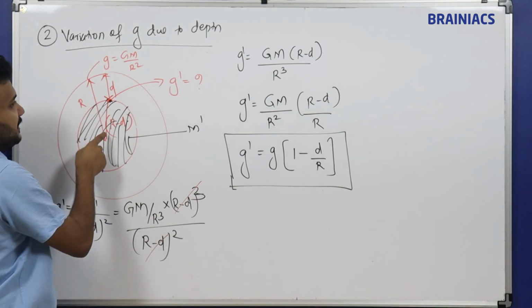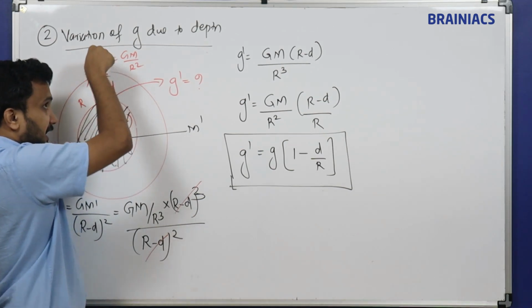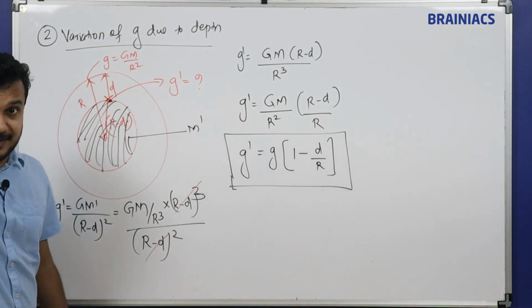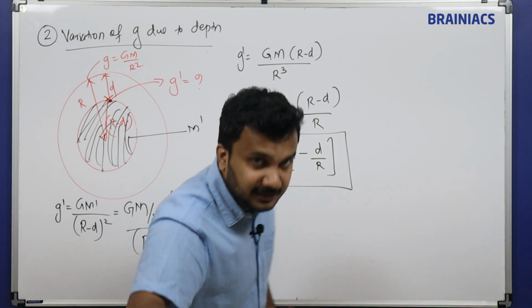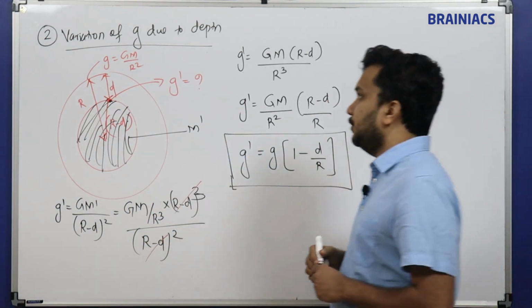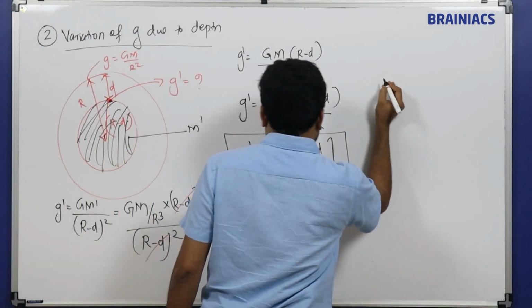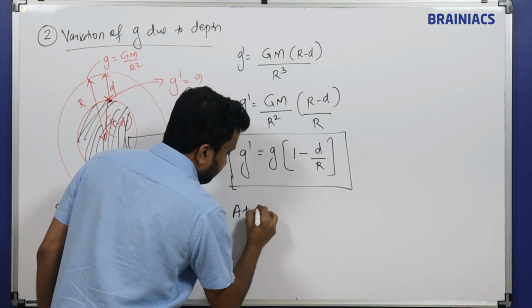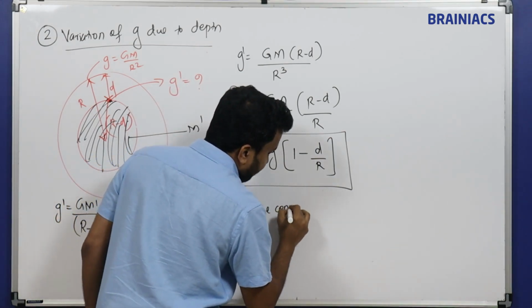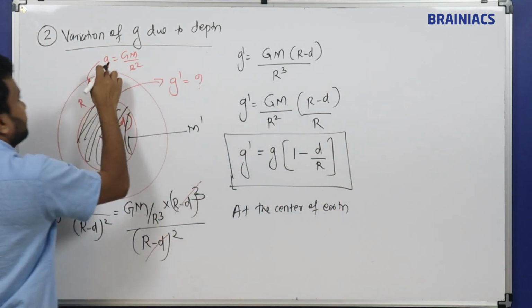So when you come to the center, this is the acceleration due to gravity at a depth d. d from where? d from the surface. At a distance d away from the surface, the gravitational field intensity value is this much. Now at the center of earth, next point, at the center of earth. At the center of earth means from where?